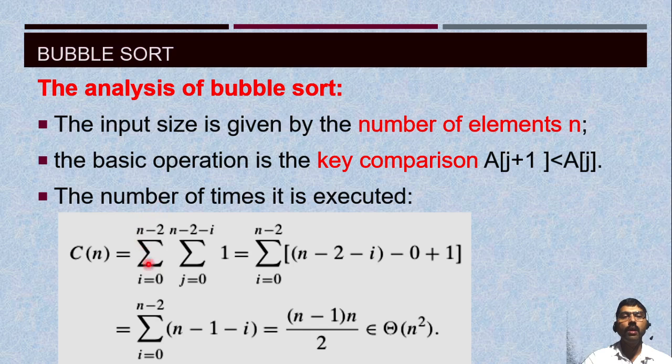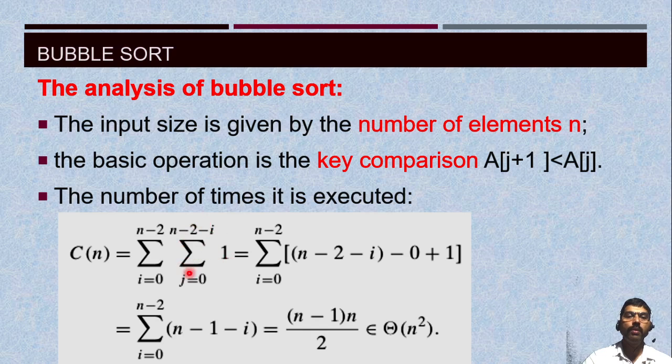Next, we have to apply a summation formula there and identify how many times this basic operation runs. That is indicated by this summation formula here. This is for the outer for loop. This is for the inner for loop. We found that I is equal to 0 to n minus 2, and j value here starts from 0 to n minus 2 minus I. And this is for the basic operation. One is indicated for the basic operation.